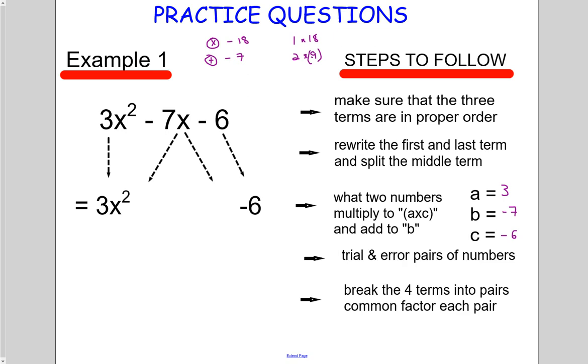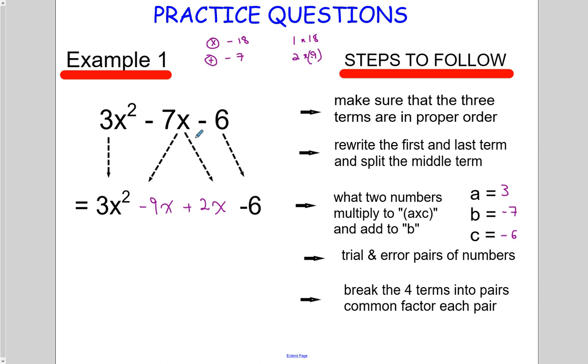Okay, so I've gotten rid of the rest of the page, and now we're going to need to play around with these a little bit. We're going to need to trial and error our pairs of numbers. Then we're going to break the four terms into two pairs. We're going to common factor some stuff. And we should end up with something that's going to allow us to do a little bit of grouping here. So I'm going to write in my numbers: that negative 7x, I'm going to break it up into negative 9x plus 2x.